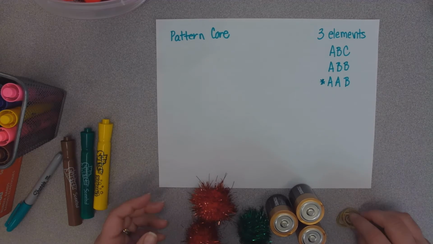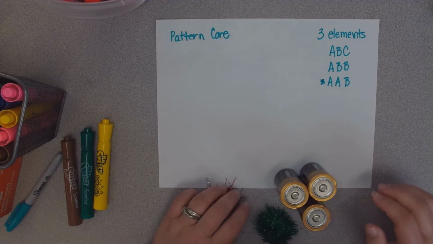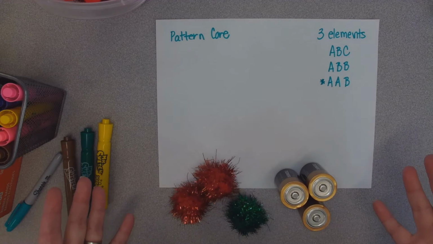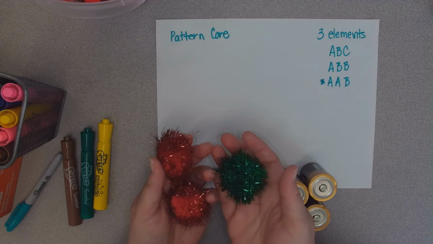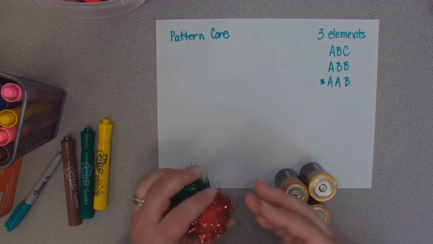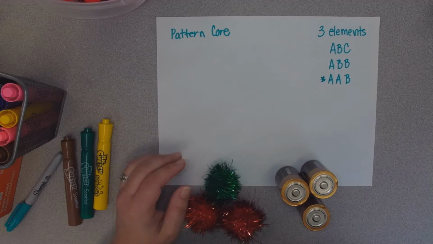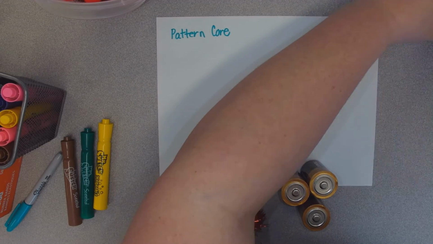So here I go. Maybe today I'll put those aside. I found some batteries and some pom-poms. Find whatever you have at home to make a pattern. It doesn't matter. The pom-poms are not the same color. Doesn't matter as long as they're all pom-poms, okay? So my pattern is going to be AAB, and I might need some more of these batteries.